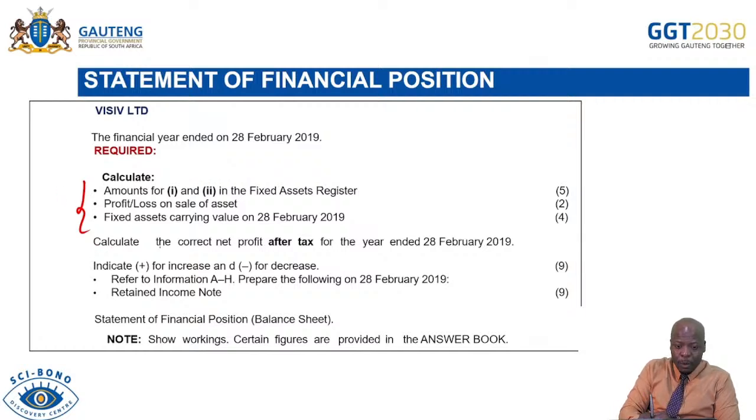And then secondly, we're going to do the correct net profit after tax calculation. All right. And then we're going to indicate on that calculation either an increase or a decrease. And very interesting, we're going to do a retained income note. Then lastly, we'll do our statement of financial position.